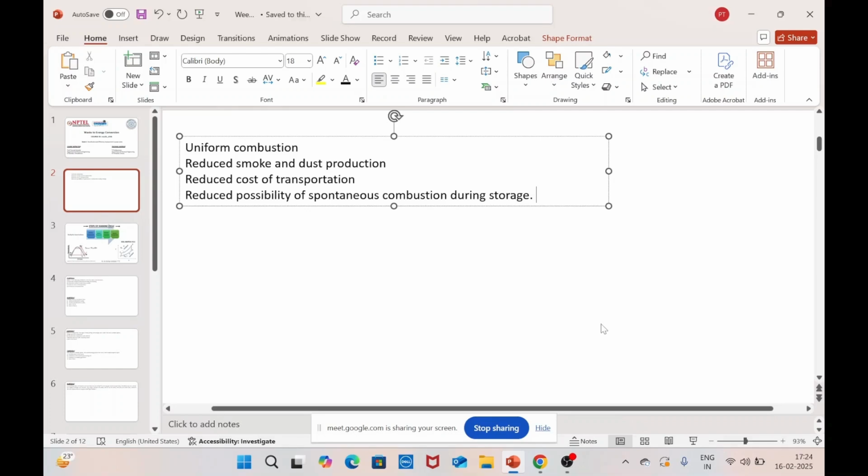Since the energy density increases, a lesser amount of material is required for the energy conversion process. Since less material is required for the energy conversion, less material is going to be transported for this process. So the lesser the amount of material, the lower the cost of transportation. And then the final one is reduce the possibility of spontaneous combustion during storage. So these are the advantages of the densification process.